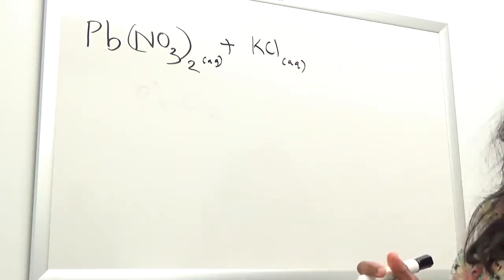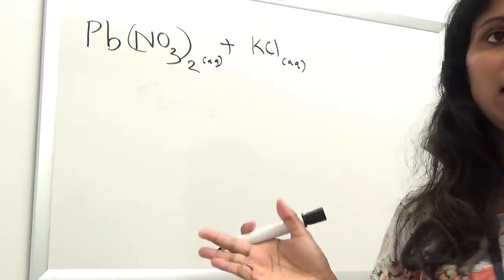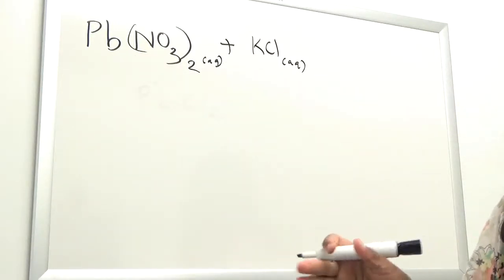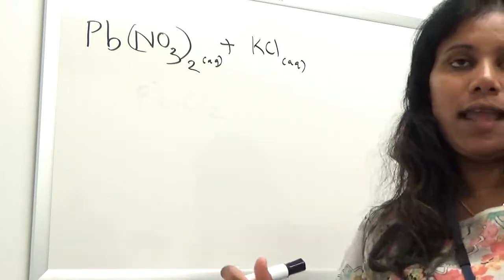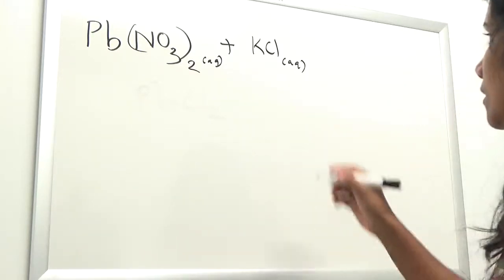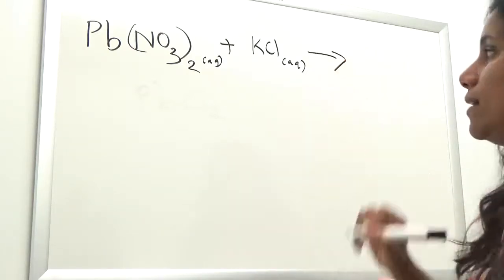These two. Now think about the solubility rules. Lead nitrate: any nitrate is soluble. KCl: potassium is group 1, and anything in group 1 is soluble. These two reactants react and you need to predict the products.